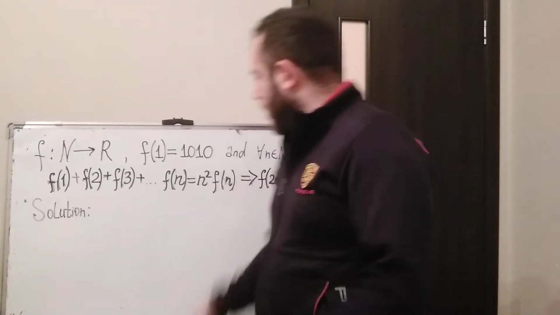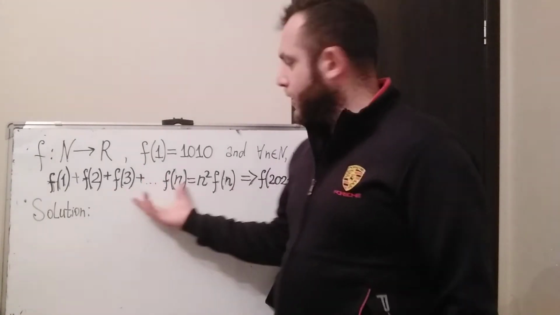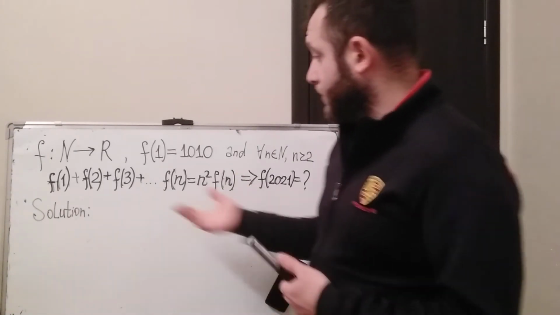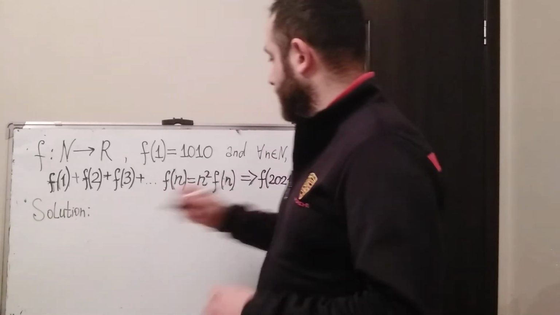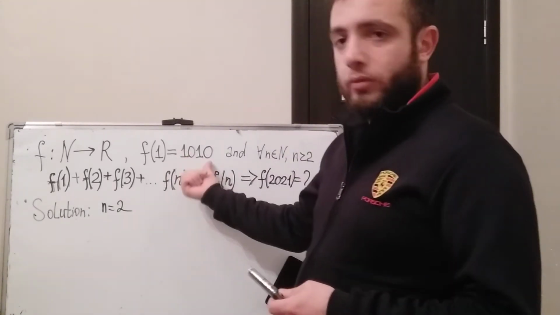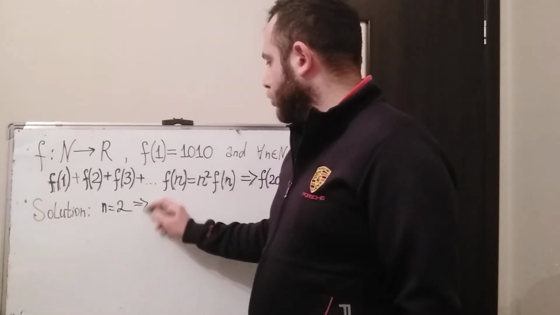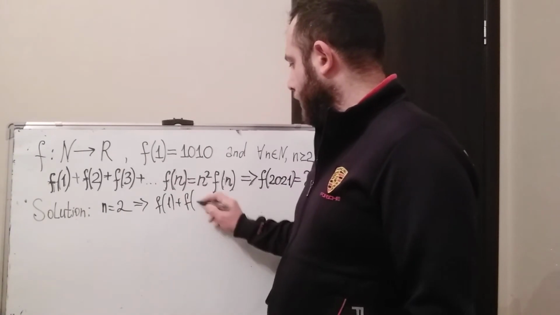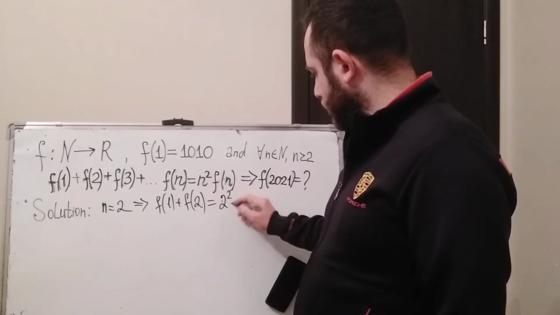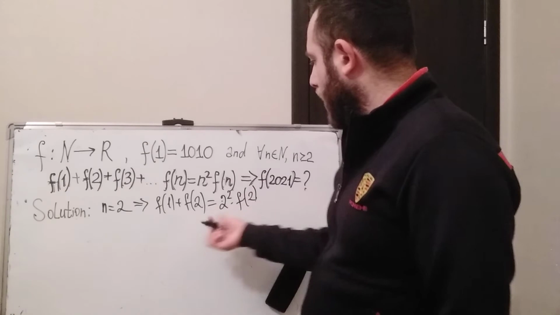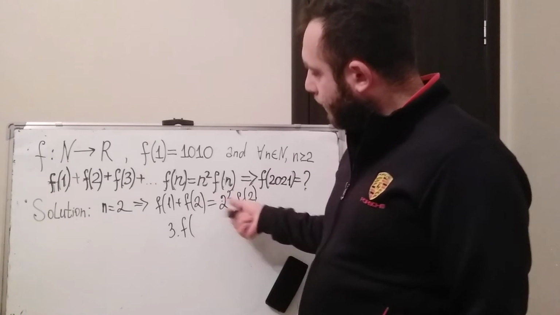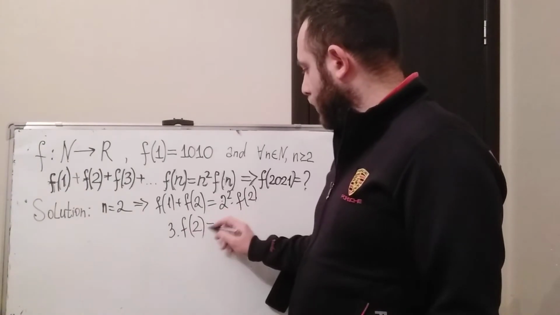Okay, let's solve the problem. Let's first work on the relation here. If we choose n equal to 2, because we don't need to choose n equal to 1, it's already given as a value, it will be f(1) plus f(2) equal to 2 squared times f(2). Look carefully: 2 squared is 4, and 4 minus 1 is 3. So 3 times f(2) equals f(1).